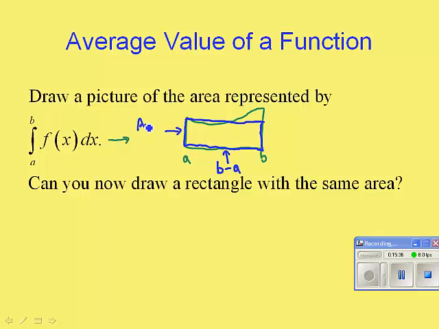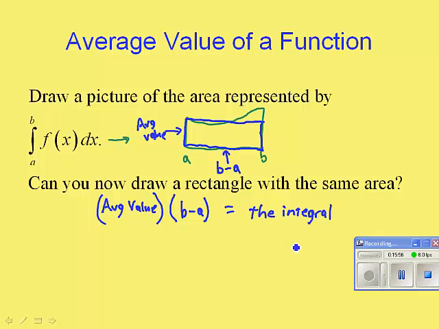And then this height, this is what I'm calling the average value. So I guess what I have is average value times b minus a equals the integral. Right? That's what I have. Does the picture make sense? Length times width is the same as the integral.